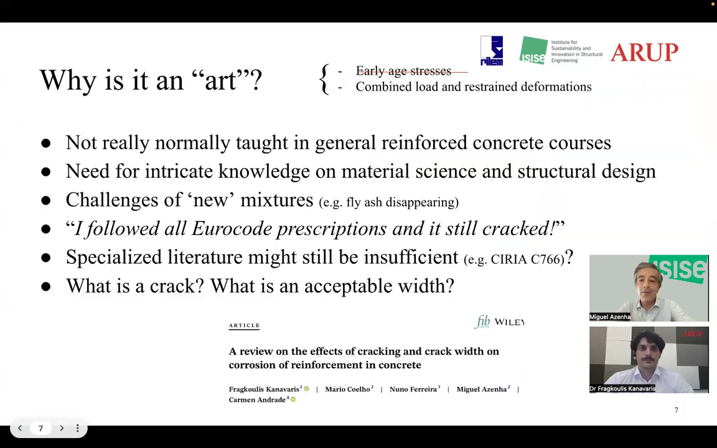So now, why would this be an art? That's a very relevant question. And I must remind you what Fragkoulis just mentioned, that we are not looking into massive structures aspects such as early age stresses. This is what I noticed in the top-hand side of the presentation. However, even thinking only about combined load and restrained deformations, we still consider this to be an intricate art. So I will go through these bullets that we have in the slides.